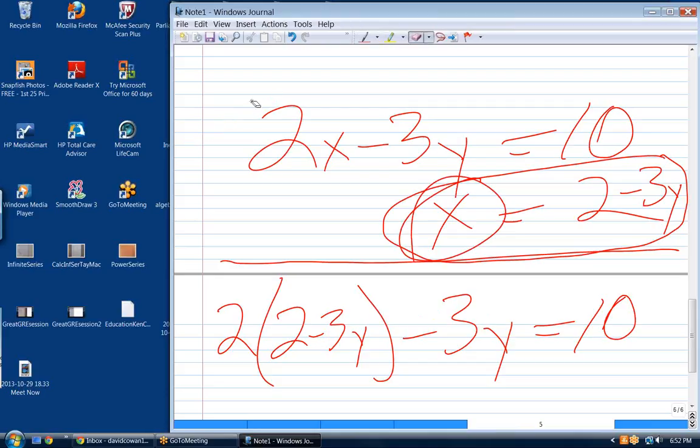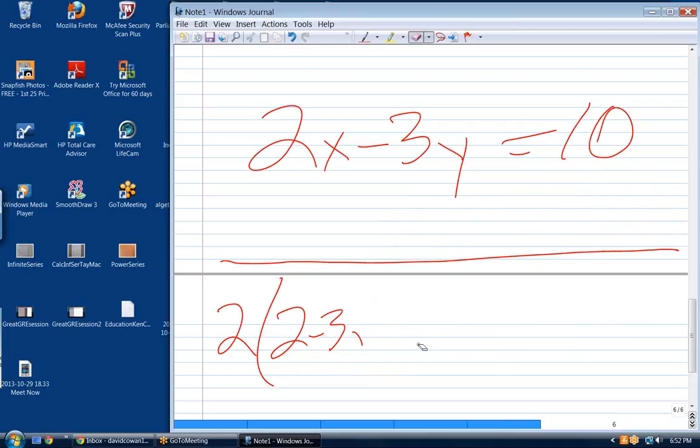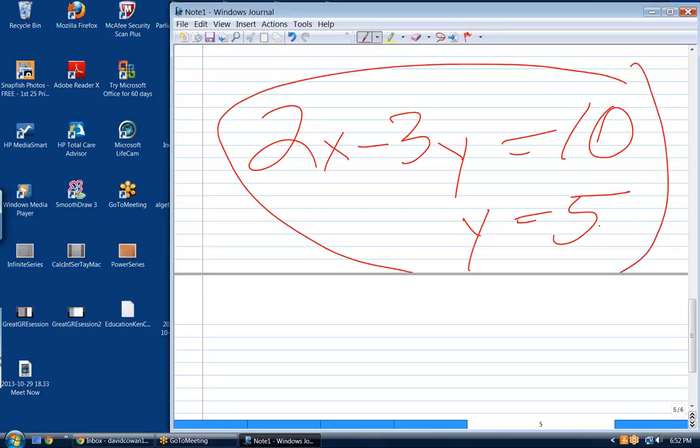So the method you choose to solve simultaneous equations is frequently dependent on how your equations are given to you. If both equations are given to you in standard format, then I'm going to say always use elimination. If one of the equations is given to you with a variable all solved, use substitution. If I give you these two equations, you're just going to plug in 5 for y and solve for x.